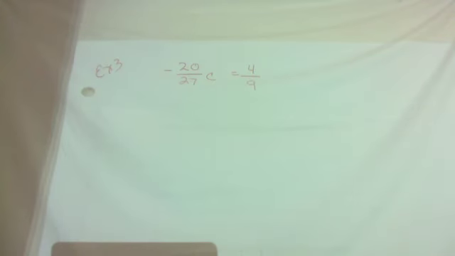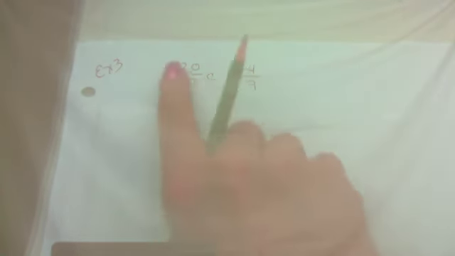All right, we have example 3. In example 3, we have a negative fraction coefficient in front of our variable: negative 20 over 27 c is equal to 4/9.